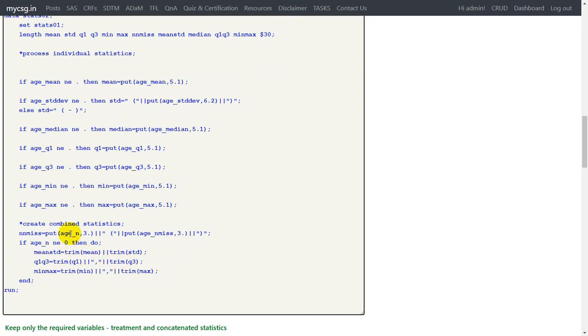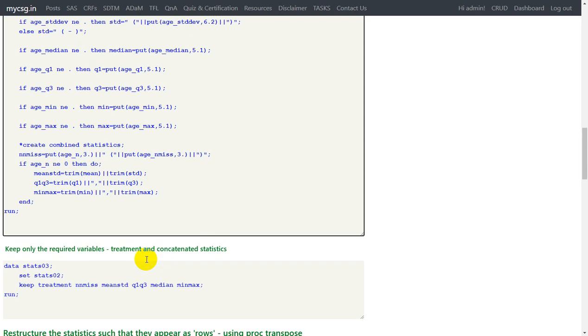So we were presenting n and missing statistic in a single row, so we are concatenating those two into a single variable called n and miss. Then we were concatenating mean and standard deviation here to present mean and standard deviation together on a single row. And then Q1, Q3 are concatenated, min and max are concatenated into a single row.